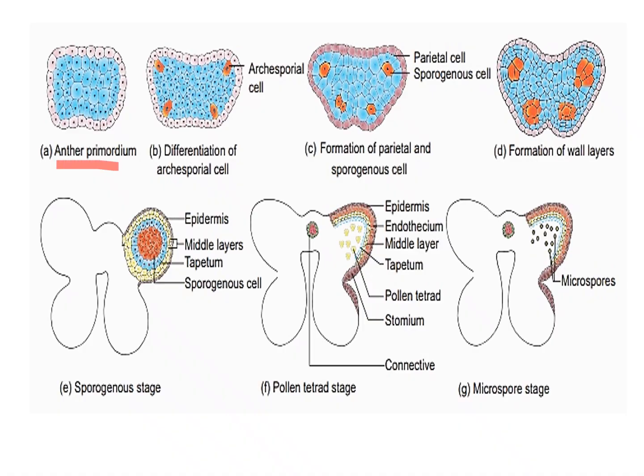This is the anther primordium. Then the differentiation of archesporial cells starts. These are the archesporial cells, and the archesporial cell divides to form the outer parietal cells and the inner sporogenous cells, primary parietal cells and primary sporogenous cells. This parietal cell again divides to form epidermis, middle layer and tapetum, and the sporogenous cells form the microspore mother cell. And this is known as the connective.